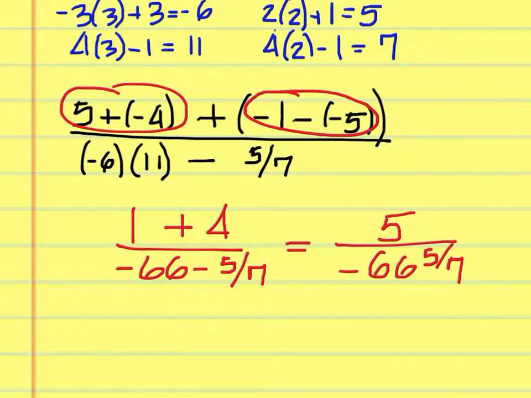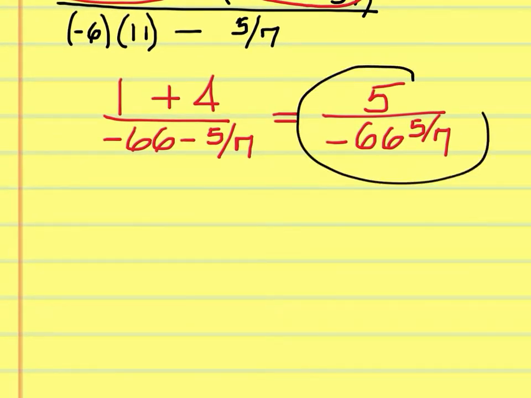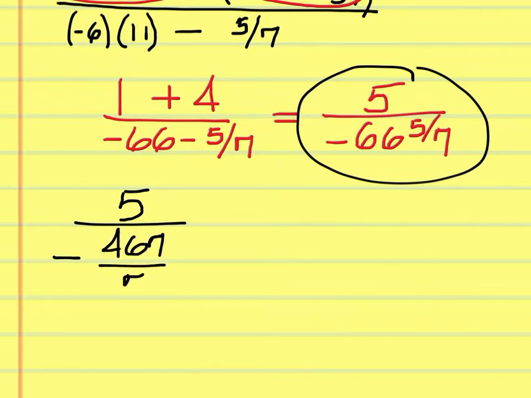So now we have to alter this a little bit here. We remember the directions where you had to have a fraction as an answer, reduced, and mixed number if necessary. So let's convert that negative 66 and 5/7 into an improper fraction. And you do that by doing 66 times 7 and then adding 5. And that would be 467 over 7, a negative 467 over 7.